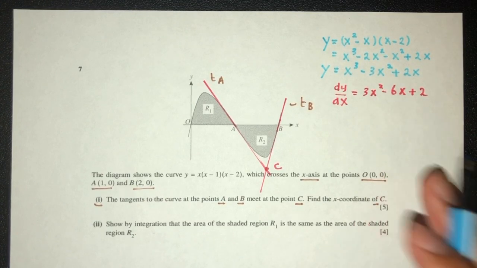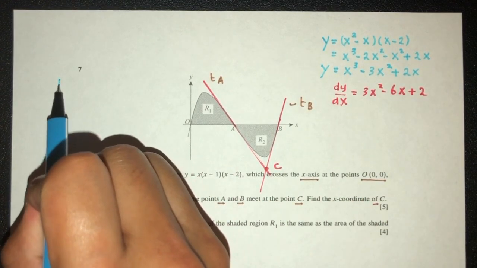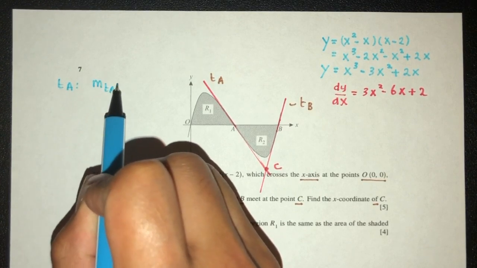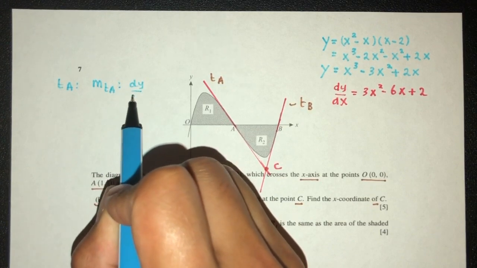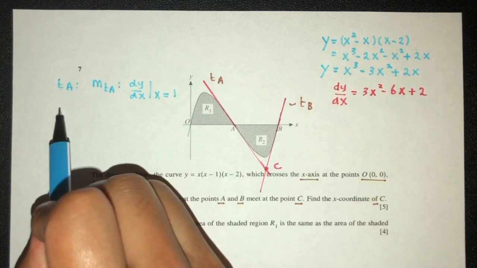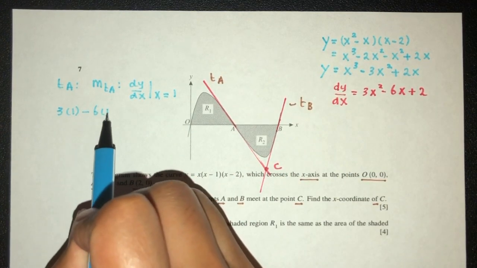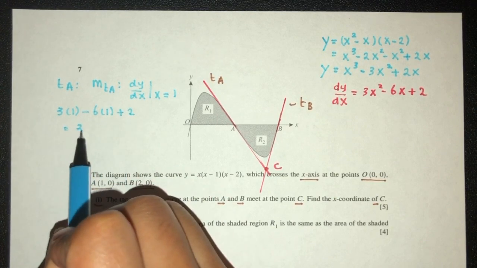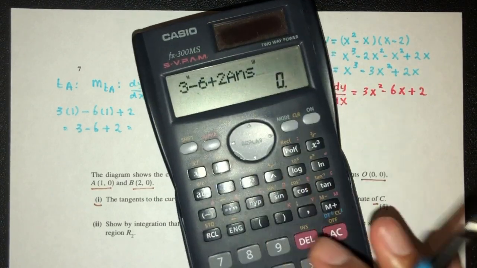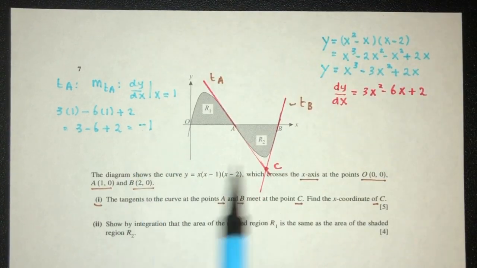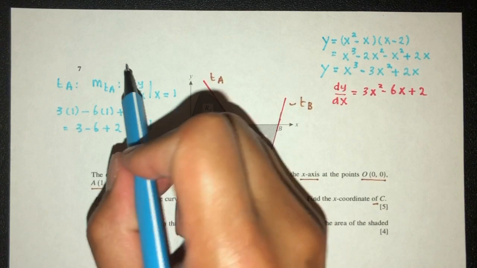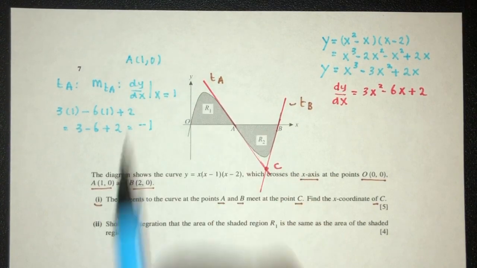Now, we have to find the equation of TA first. We have to find the gradient of the line TA first. That will be dy by dx at the point A, where the value of x is equal to 1. Simplify, you have 3 times 1 minus 6 times 1 plus 2. That should be 3 minus 6 plus 2, that should be the value of minus 1. So the gradient at the point A is minus 1, and the passing point A is 1, 0.